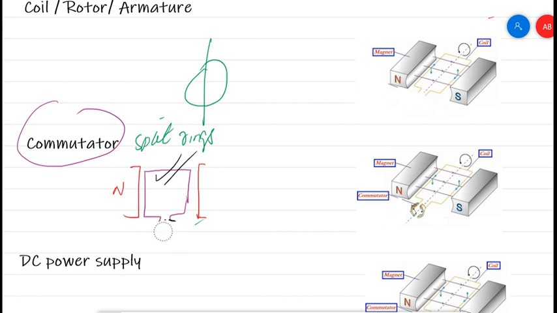Here I'm just giving you the basic concept of what the commutator is and what it does: the end points of the rotor move and slide inside it. This I will also explain with the help of an animated video and a simulated activity, where all your confusions and doubts will be cleared. It's 100% sure.